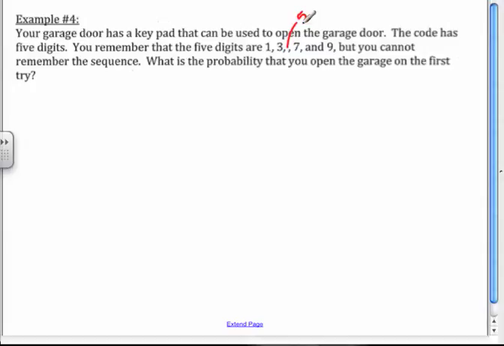Now let me ask you this. This is a lock that has a 5-digit code. Do you think that the order matters, Ian? Yeah, order is definitely going to matter. So we want to find out how many different permutations are there. Okay? Well, how could I set this up just to find out how many different permutations there are of these 5 numbers? How do I set this up, Kyle?